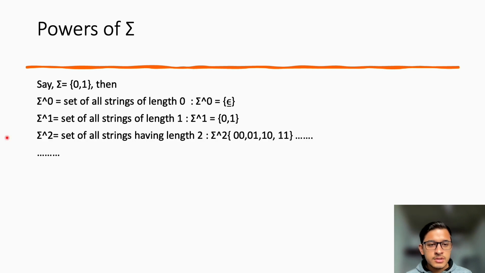And the next one, sigma power 2, is the set of all strings having length 2. Here sigma to the power 2 equals {00, 01, 10, 11}. Here all the elements have length 2. So 00 has length 2, 01 has length 2 and so on. And we reach sigma to the power n, which is the set of all strings having length n.